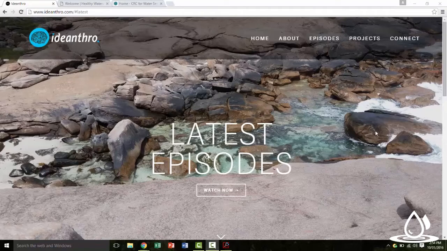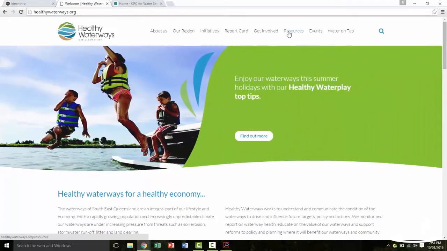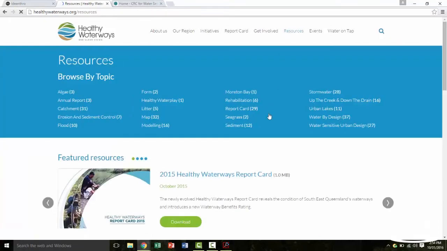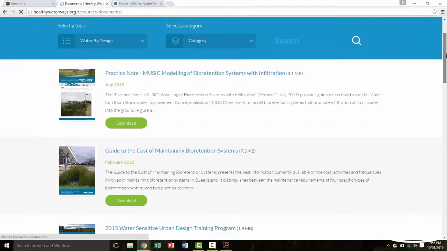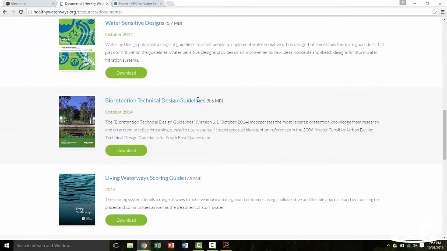So, let's show you the two documents. The first document that we're going to talk about today is one published by Healthy Waterways. This is the main one we'll refer to. I'll show you where to get it. So, Healthy Waterways website, healthywaterways.org. Go to Resources, go to Water by Design. Then we just scroll down a little here until we get to the Bioretention Technical Design Guidelines.